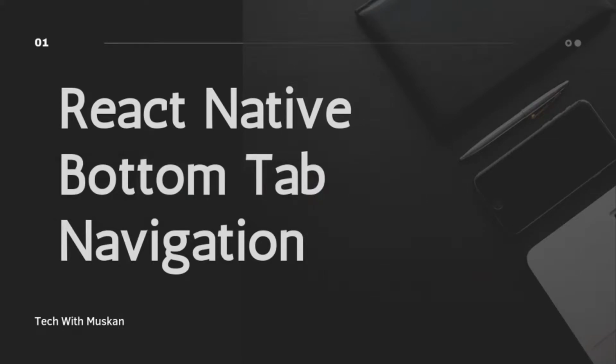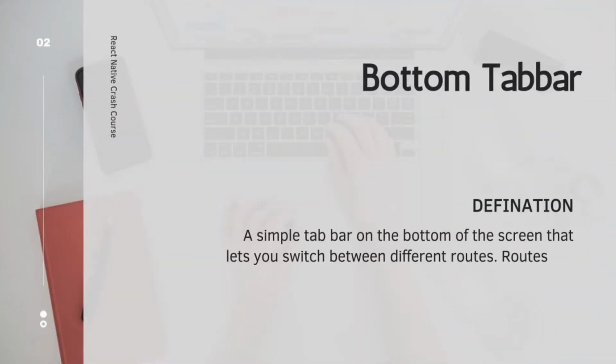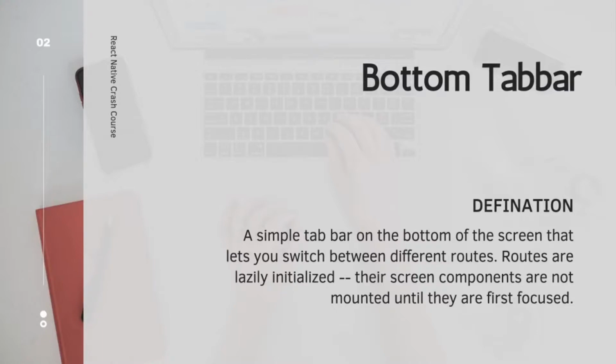Today we will learn about React Native bottom tab bar navigation. We will implement bottom tab bar using React Navigation bottom tabs. What is bottom tab navigator? A simple tab bar on the bottom of the screen that lets you switch between different routes. Routes are lazily initialized. Their screen components are not mounted until they are first focused.